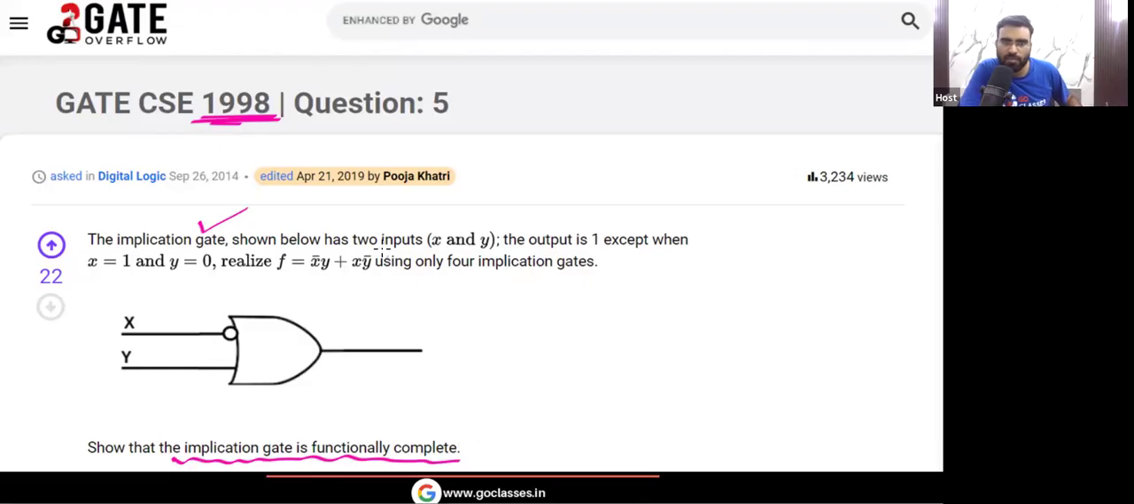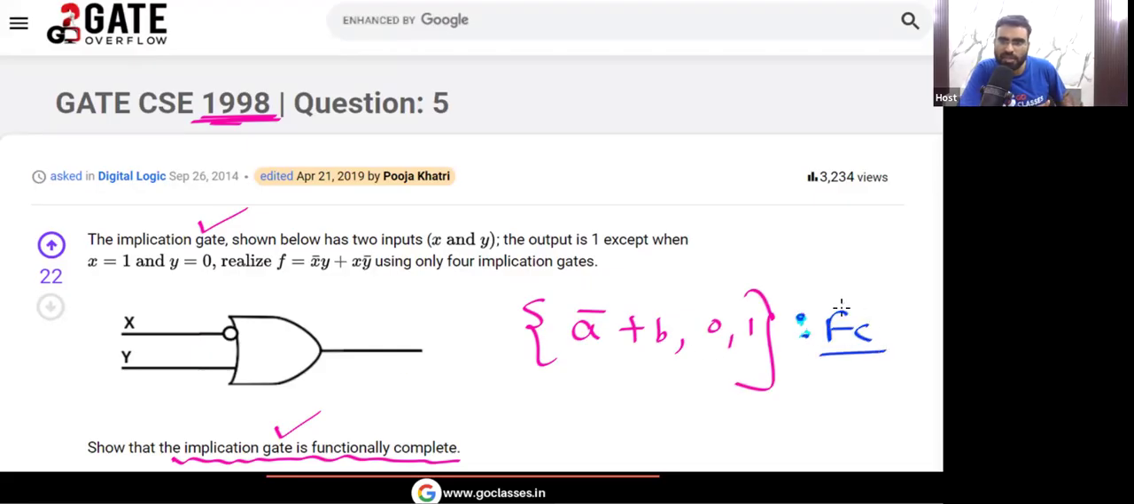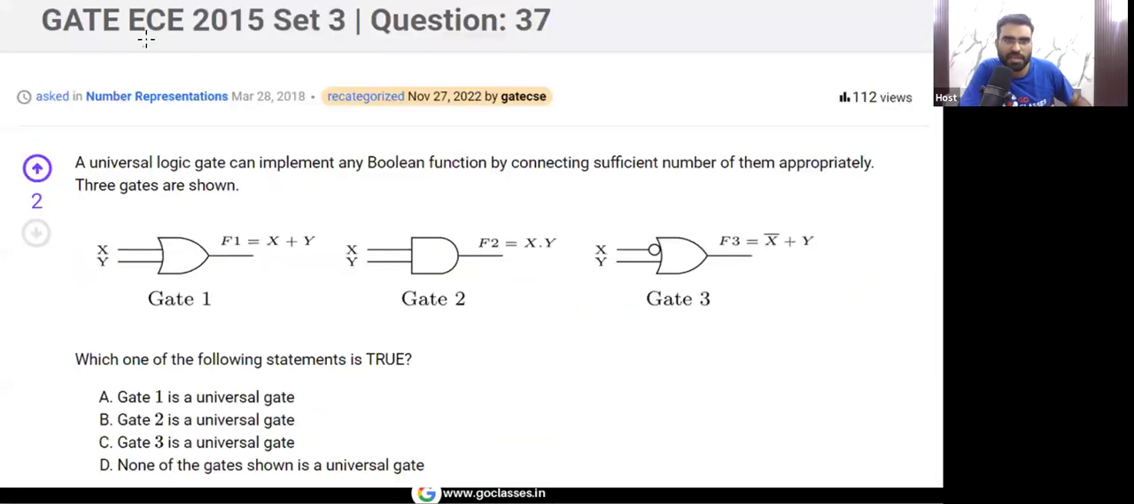Remember, because the question is talking about a gate, you can use 0, 1. Here you have to solve this question considering this. This set is functionally complete. Very easily. Is this clear? Similarly, you can see this GATE Electronics 2015 question. Here also gates are given to you: this OR gate, AND gate, and this implication gate. Again, this is your implication gate.